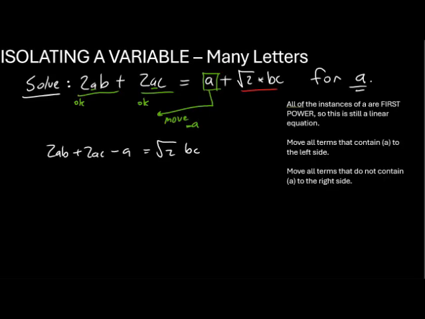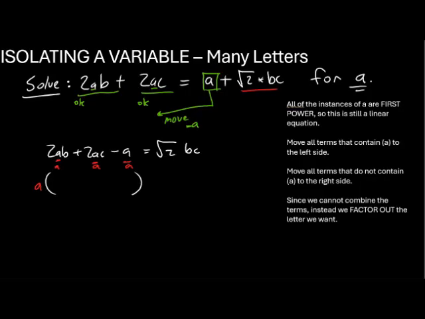Now notice we have a lot of different letters scattered around here, and so we cannot combine the 2ab with the 2ac. When you cannot combine any terms, what we'll do is factor out the letter we want. So our letter of interest here is a, and we will factor that out. We will place the a on the outside, have a new parentheses, and we will divide each of the terms by a.